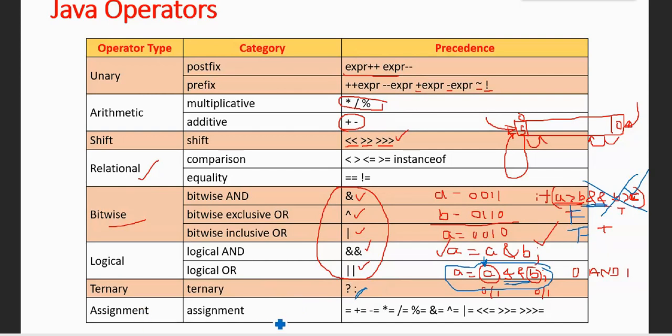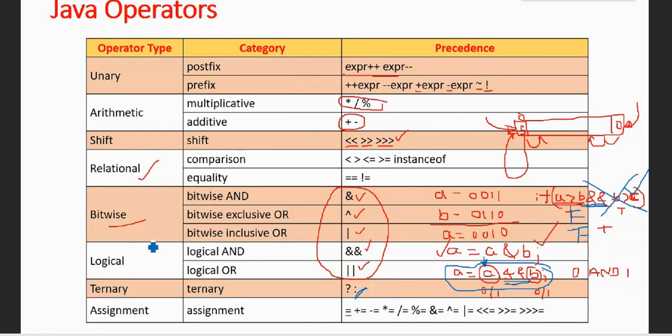And the assignment operator: we know the assignment operator is first the equal sign, followed by any arithmetic operators or logical operators with that. We can do compound assignment statements, say plus equal, minus equal, star equal, like that. We can add all these operators, whatever we are having.